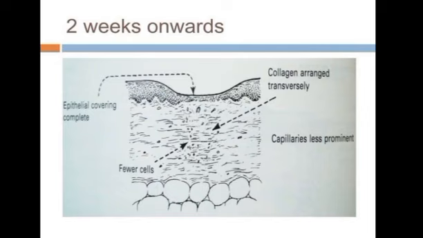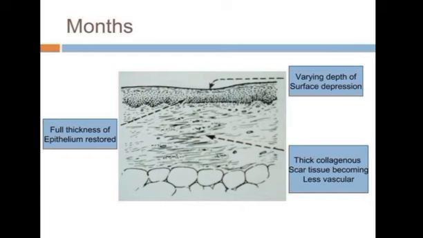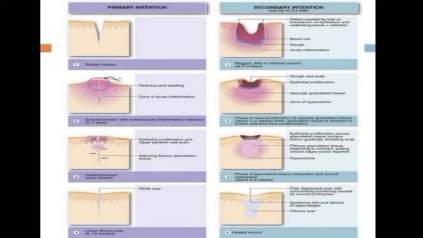From 2 weeks onwards, collagen is arranged and collagen fibers are also formed. With fewer capillary cells, epithelial covering is also completed. The depth of the depression surface will vary. Thick collagen will be formed. Full thickness of epithelium is also restored. This is the secondary intention.